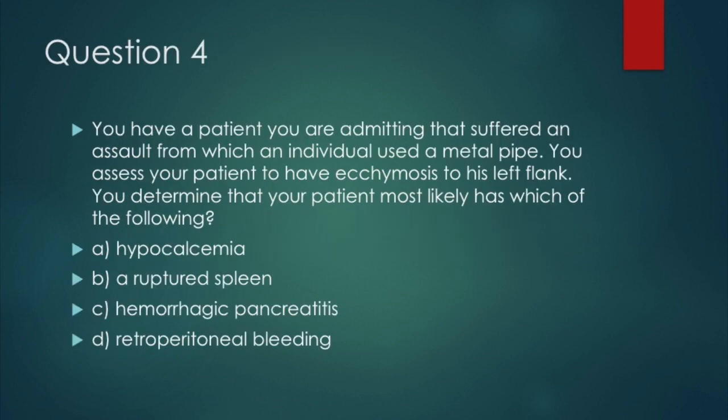Question number 4. You have a patient you are admitting that suffered an assault from which an individual used a metal pipe. You assess your patient to have ecchymosis to his left flank. You determine that your patient most likely has which of the following? A. Hypocalcemia. B. A ruptured spleen. C. Hemorrhagic pancreatitis. Or D. Retroperitoneal bleeding.